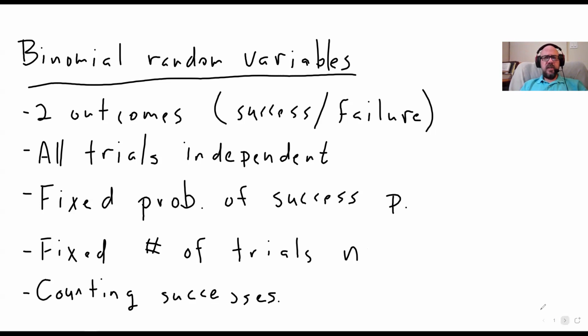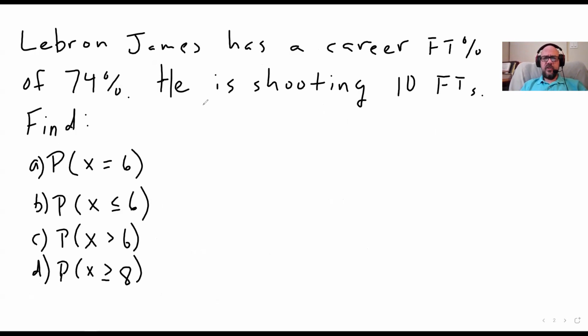So let's do an example here. I have conscripted LeBron James to shoot free throws for us. He's a career 74% free throw shooter. So he makes 74% of his free throws, at least in games. He's probably better than that outside, but we'll just assume this is in games. And he is shooting 10 free throws. And I want to find all of these things.